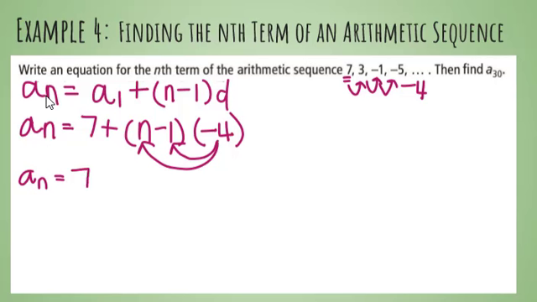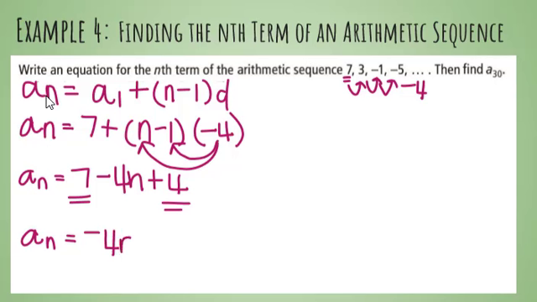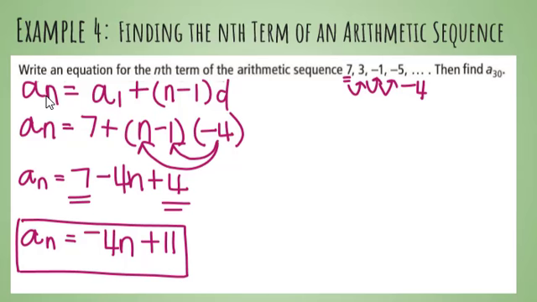So I'm going to bring down my a sub n. I'm going to bring down my 7. Negative 4 times n gives you negative 4n. Negative 4 times negative 1 is positive 4. So 7 and 4 are on the same side of the equal sign, so we just need to combine like terms. So I brought down my a sub n and my equal sign, and then I'm going to rewrite my negative 4n first, and then combine my like terms of 7 and 4. So 7 plus 4 is 11. So this is my nth term equation for this sequence.